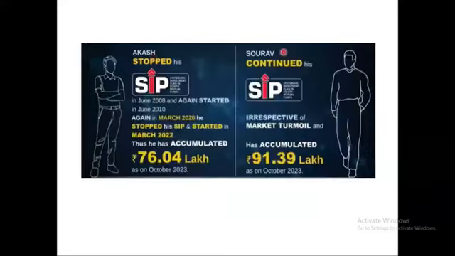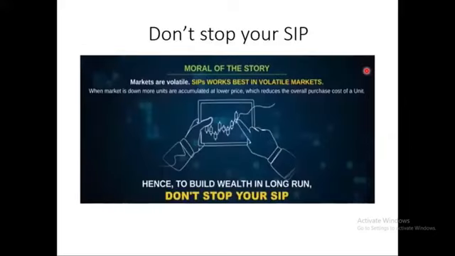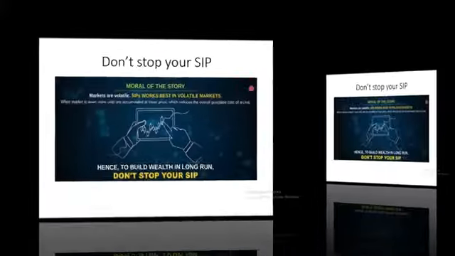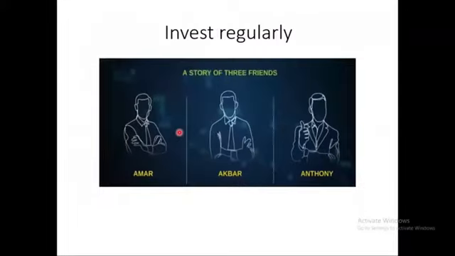Again, in 2020, because of COVID, he has stopped his SIP. If you look at the Akash and Saurav, Akash, he has stopped his SIP twice. So in 2023, Akash, he is able to create a corpus of 76 lakh rupees. Saurav, he did not stop his SIP. He is able to create a corpus of 91 lakh rupees. Friends, moral of the story is during the correction time, you should not stop your SIP. During the correction time only, you are going to get the more units. That's the reason you should not stop your SIP. Means you have to invest regularly.